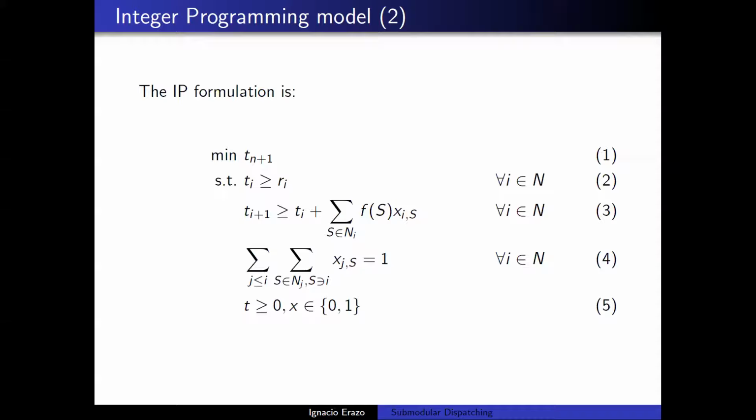Constraint number 4 is just a coverage constraint, which means that each customer must be served, and it's without loss of generality put equal to 1 because the function, the submodular function, is monotone. So we don't really need to serve any customer more than once. Finally, we have non-negativity and binary constraints.